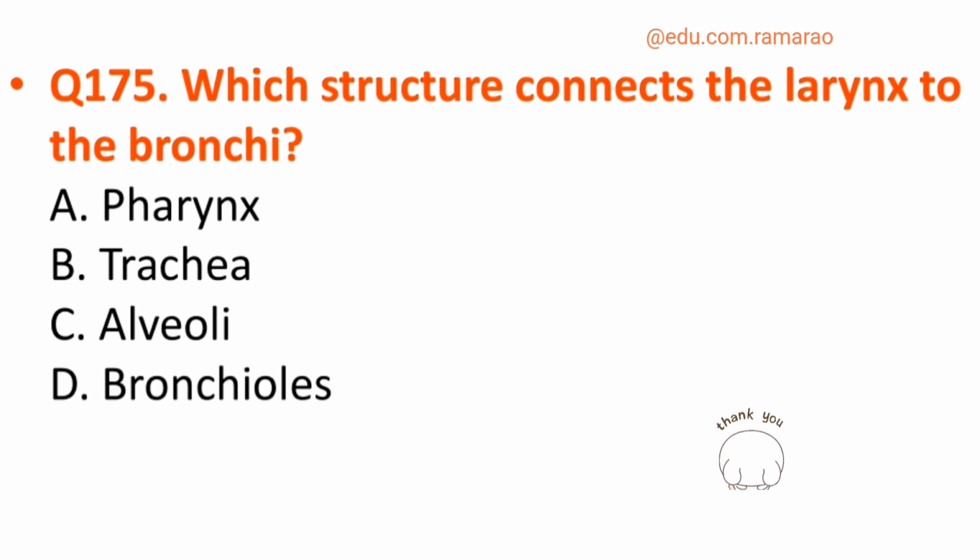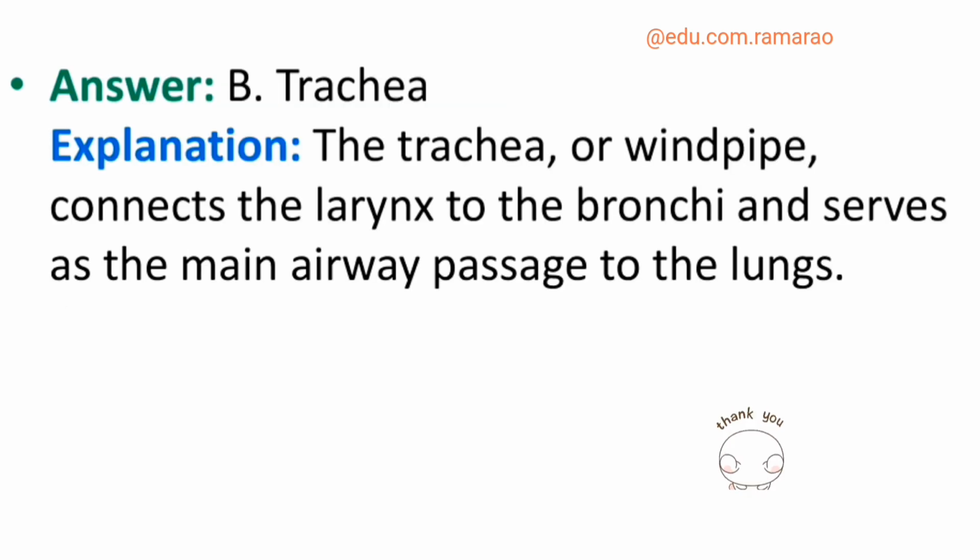Which structure connects the larynx to bronchi? Option A, pharynx. Option B, trachea. Option C, alveoli. Option D, bronchioles. The correct answer is option B, trachea. The trachea, or windpipe, connects the larynx to bronchi and serves as the main airway passage to the lungs.